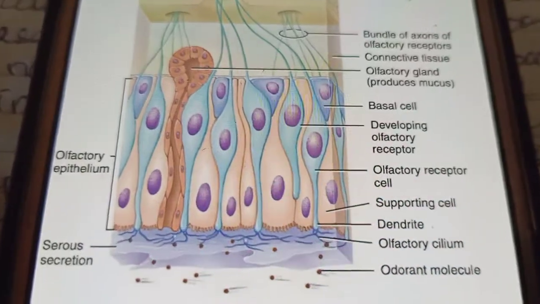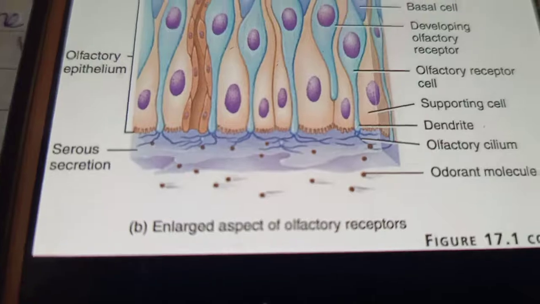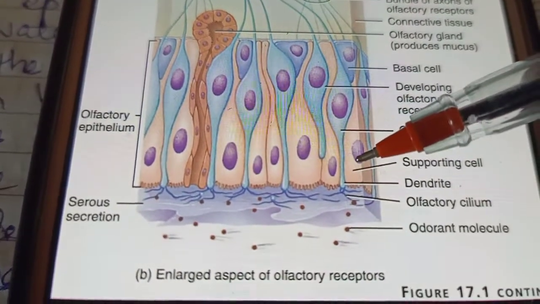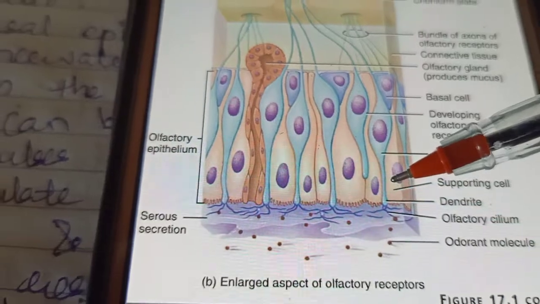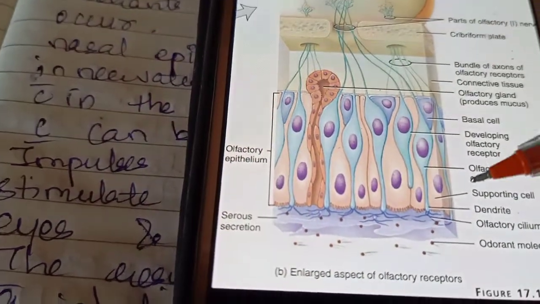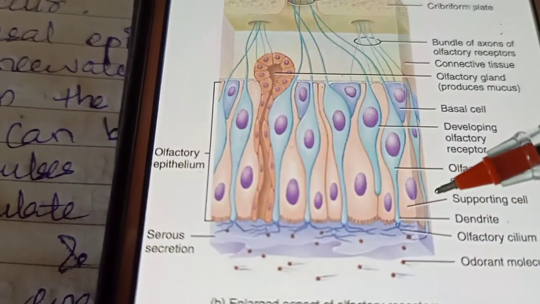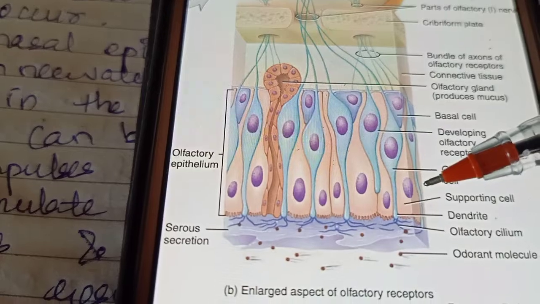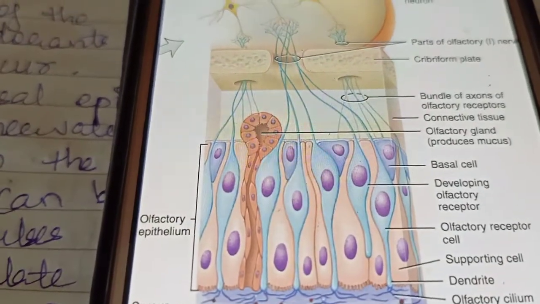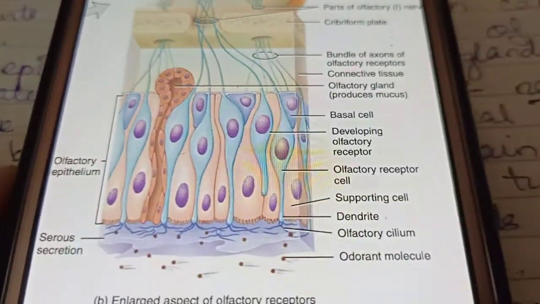Okay, these are the supporting cells. The supporting cells are columnar epithelial cells of the mucous membrane lining the olfactory epithelium, that is, lining the nose.